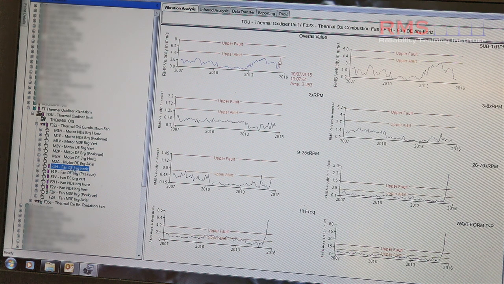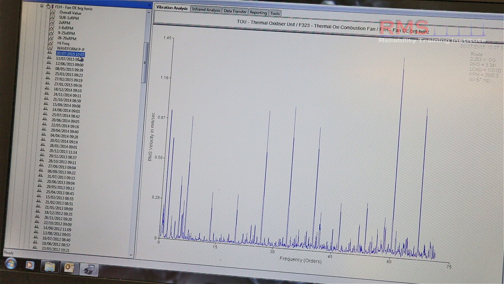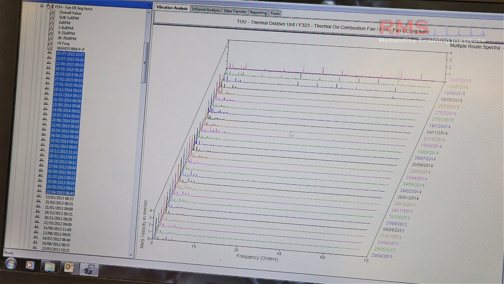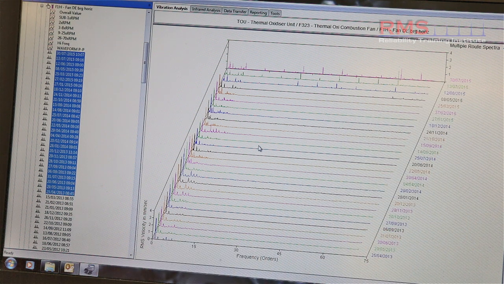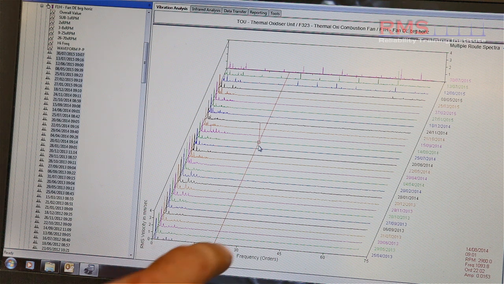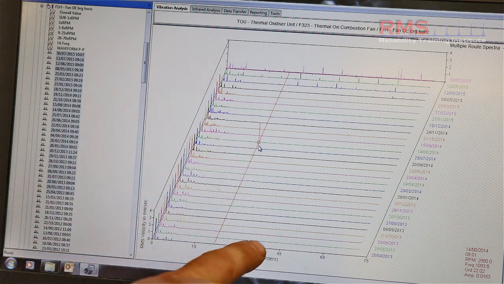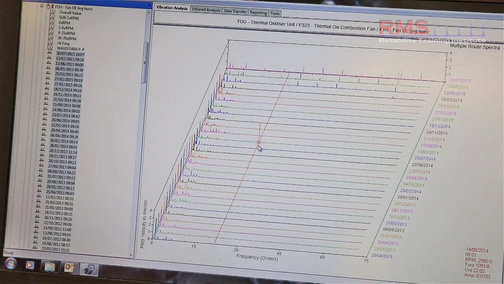So let's look at spectrums. What I'm going to do first, I'm going to bring up a history. So I'm going to select quite a few previous readings. This is going back to 2013. And we can clearly see here, this is the one times of the fan, and then the higher frequency range, we're going up to 75 orders here. We've obviously got some activity in these last few readings.